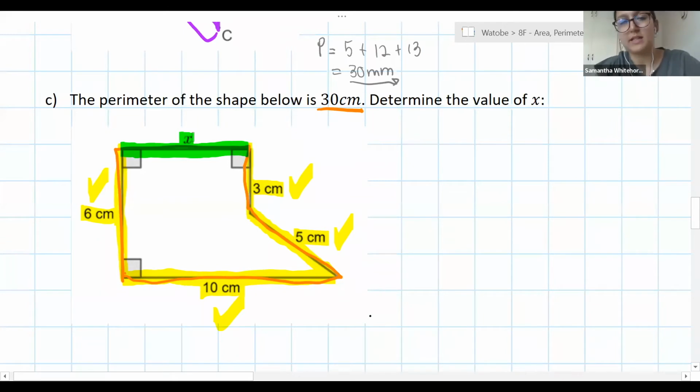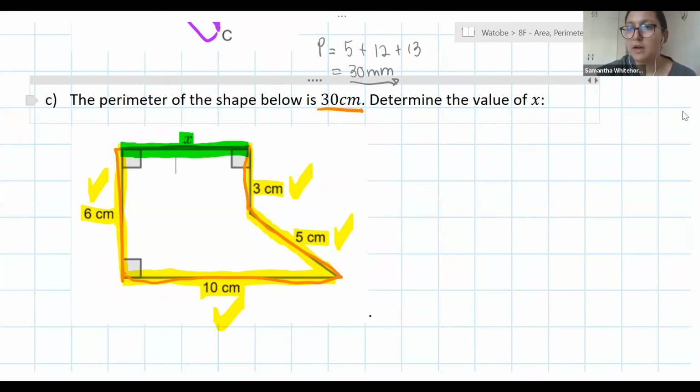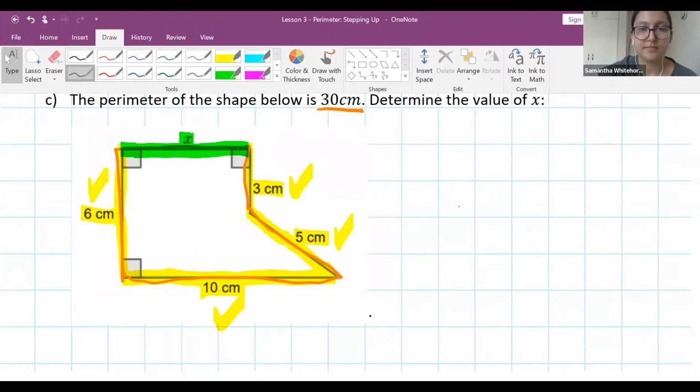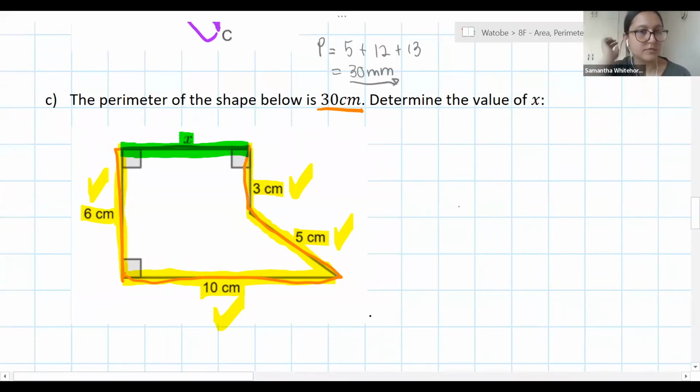I can see a lot of people putting it in the chat, but maybe someone wants to raise their hand to explain to us how we can answer this question. How can I work out what x is? Our QA, do you want to help us out? Yes, ma'am. You divide the shape into a square and a triangle.